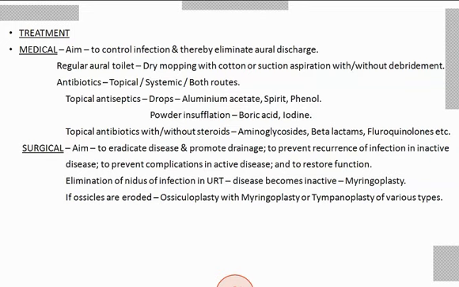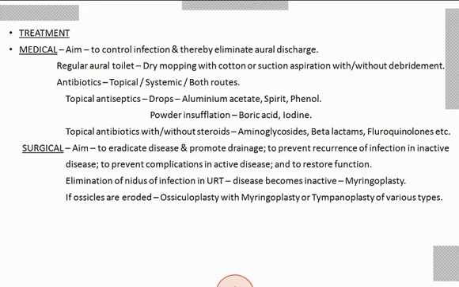Dry mopping means just cleaning the external auditory canal with dry sterile cotton wool, and then removing the secretion. The idea is to keep the ear dry. This can also be done at institutions, that is at hospitals, by suction. Suction debridement, that is called. Suction means just to aspirate all the nearby secretions with controlled suction. If you apply strong suction, it may result in ossicular dislocation.